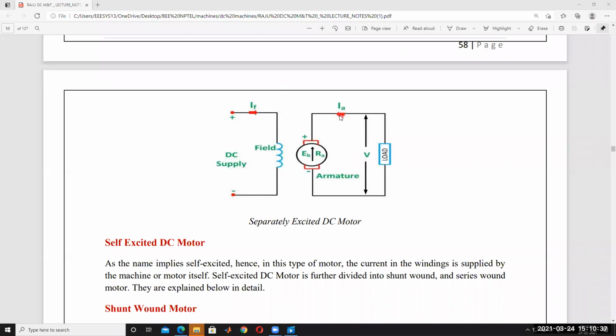We are giving the power supply externally like this. This is not a load for the motor. So the armature current direction is like this: current enters the armature winding. For a generator, the current is opposite, current leaves from here. For a motor, current enters like this.